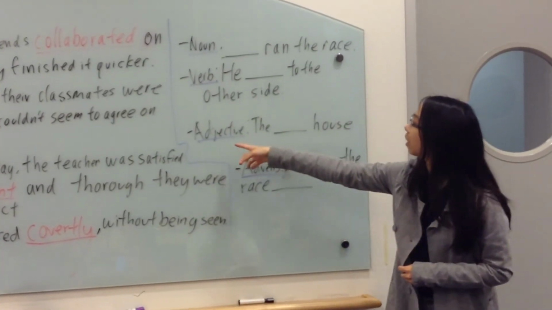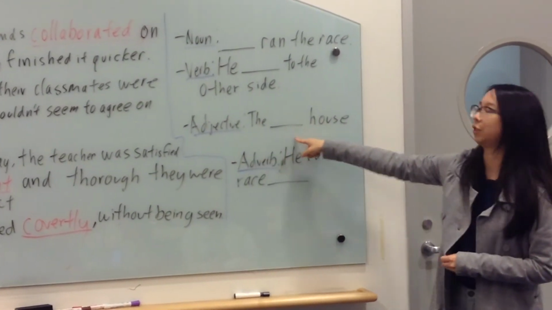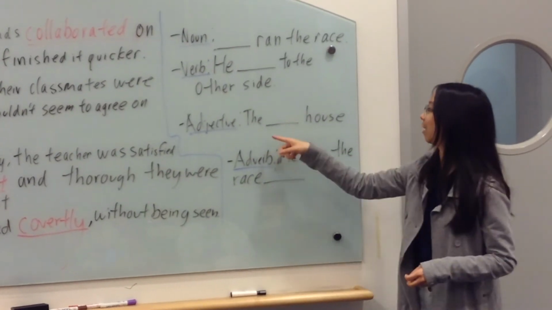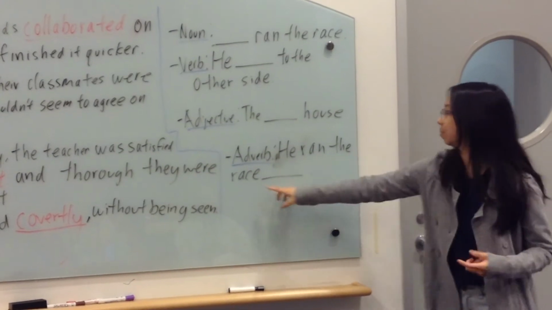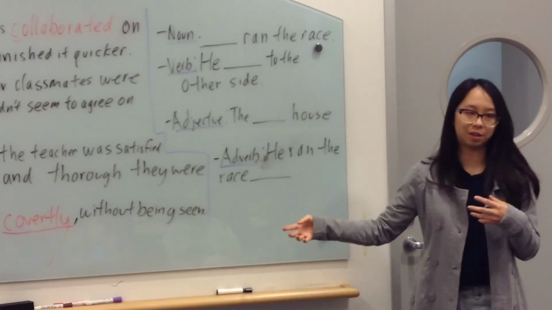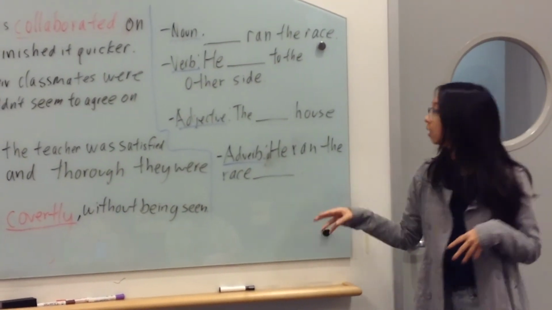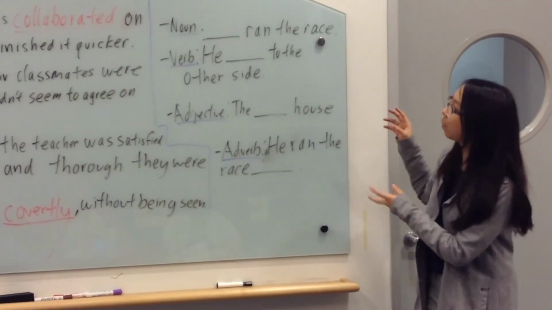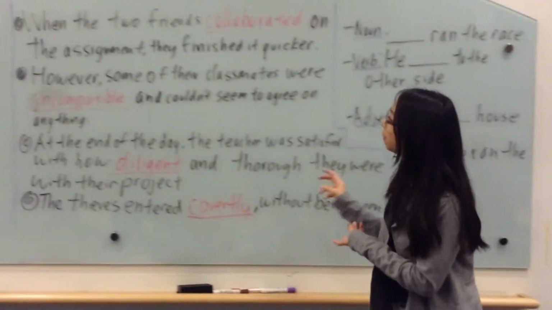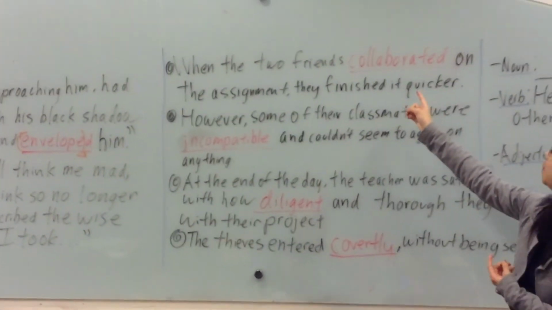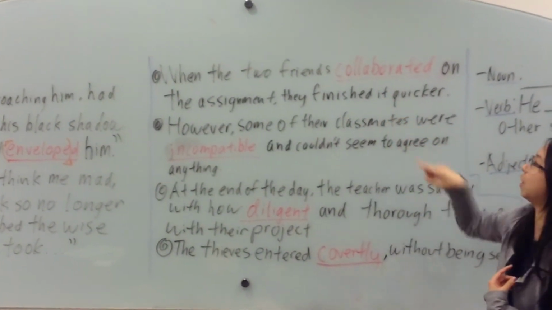And then for adjective, the blank house. So like the haunted house, the cute house, the scary house. And then for adverb, he ran the race blank. So how did he run the race? He ran the race quickly, he ran the race slowly. And so just using these 4 really easy tests, you can identify parts of speech. And so for these sentences, you can use the sentence around the word to figure out what the word means.